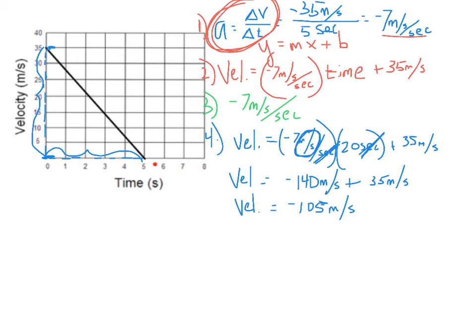That means this line, as it keeps going and going to get out to 20 seconds, would be way over here, but it would be off the screen, all the way down off the screen. That means 105 meters per second in the negative direction. That's what that's telling us. Hope you're picking up on that. All right, number 5.